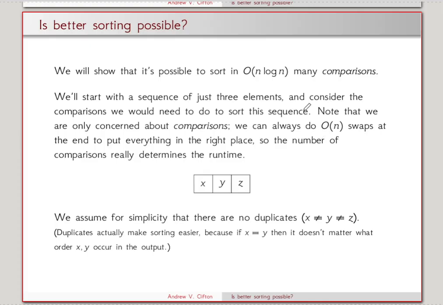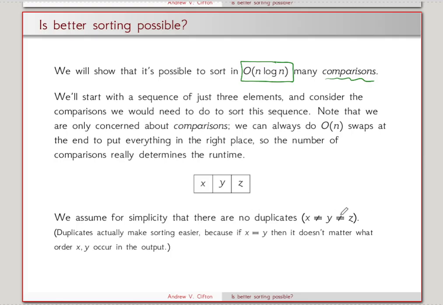Okay, so the idea is we want to show that it's possible to sort in n log n many comparisons. We're assuming that the only tool we have available is comparing elements of our sequence, so that gives us the most general sorting algorithm. We'll start with just 3 elements and consider what comparisons we would need to do to sort this sequence. We're only worrying about the comparisons. You could always do some swaps at the end to put everything in the right order. Basically we're just figuring out what the permutation should be, and not actually permuting it.